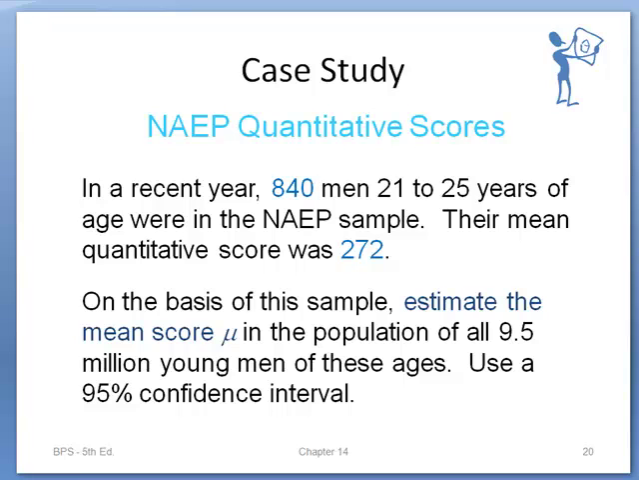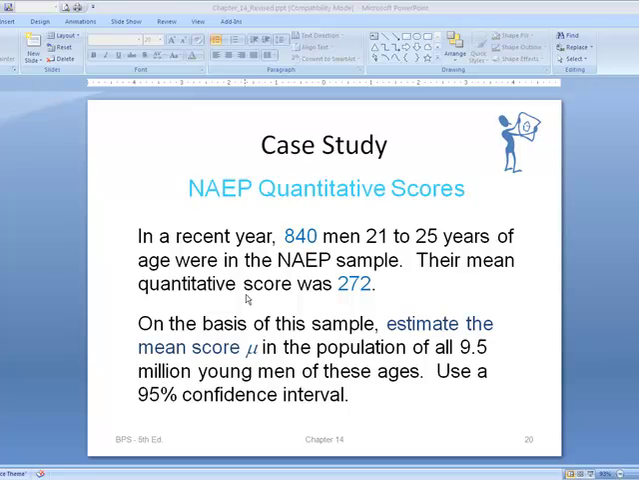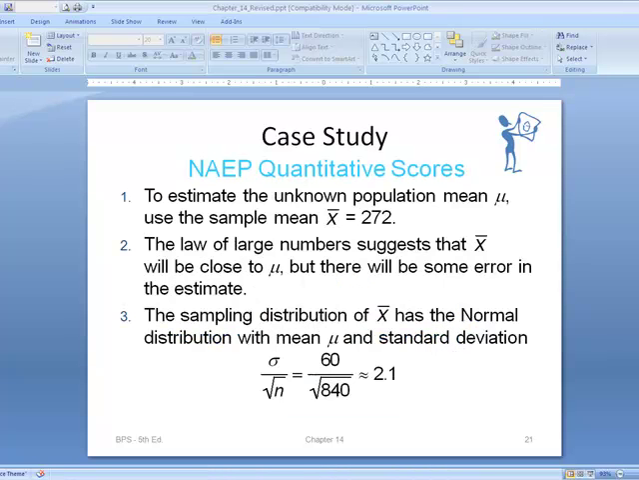Their mean quantitative score was 272. And we want to estimate that mean score, so we're going to do a confidence interval. And we're going to use a 95% confidence interval to estimate that mu for the population. Remember that our sigma was given to us as 60. So again, there's our standard error for our sampling distribution of a sample of size 840.